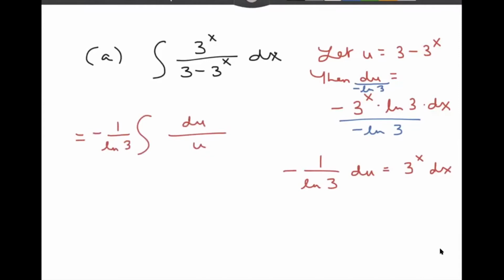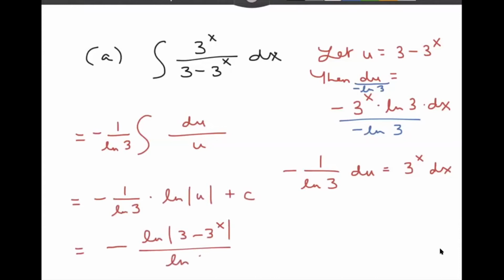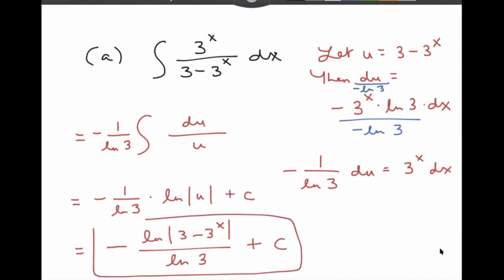So hopefully you remember this integration formula. The integral of du over u is natural log absolute value u plus c. All right, so putting it all together, we're going to have negative natural log absolute value 3 minus 3 to the x over natural log 3 plus c. Okay.